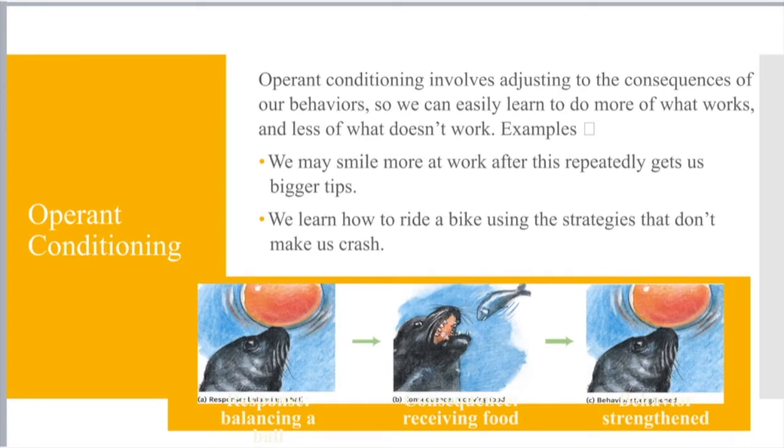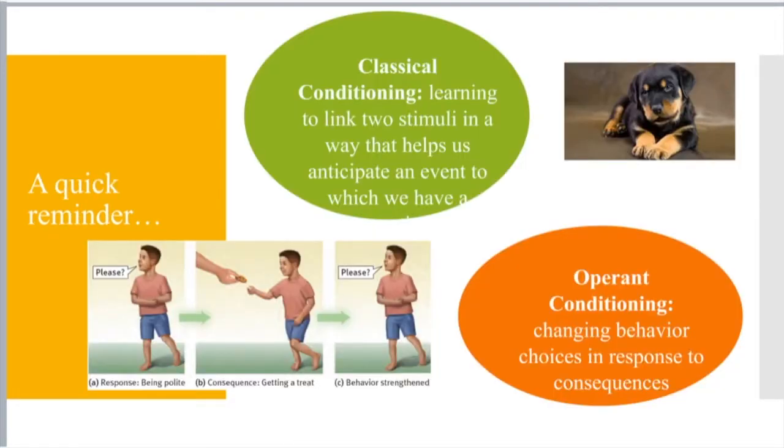We are going to break that down in a lot more detail, but I just wanted to give you a heads up so that when we look at classical versus operant conditioning juxtaposed next to each other, classical conditioning is Pavlov and his puppies. You see, I even added a cute little puppy here, so you never forget classical conditioning, Pavlov and his puppies. This is learning to link two stimuli in a way that helps us anticipate an event to which we have a reaction. The dog's making an association between the bell and the food that makes them then salivate.